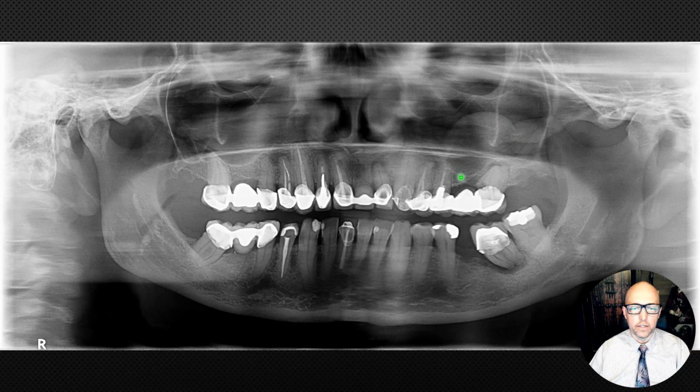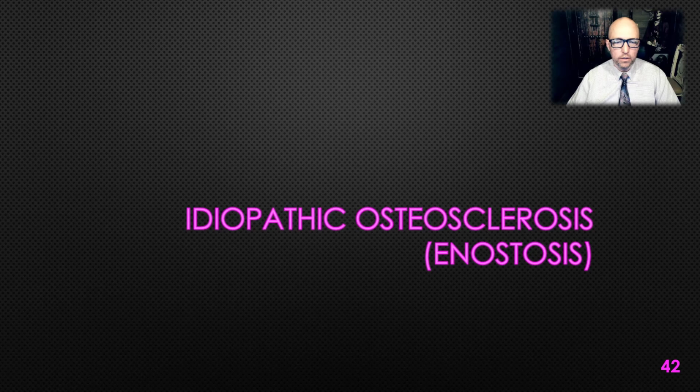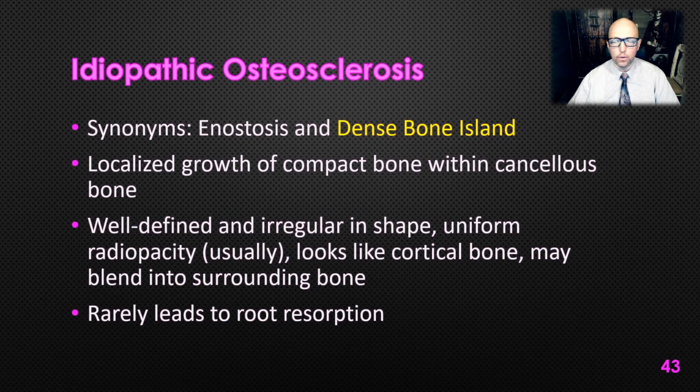Another example over here. This looks like it could have a periapical lesion around it. But the way this is so dome-shaped, I still suspect just an antral pseudocyst. If it were odontogenic mucositis, it would be more localized to the area of inflammation right here. Idiopathic osteosclerosis, a lot of synonyms to this. I might just call it a dense bone island or enostosis.